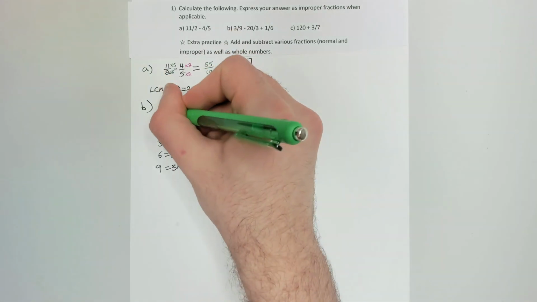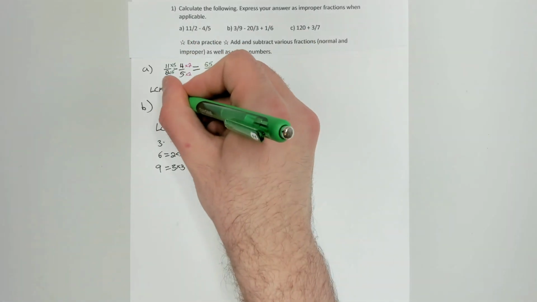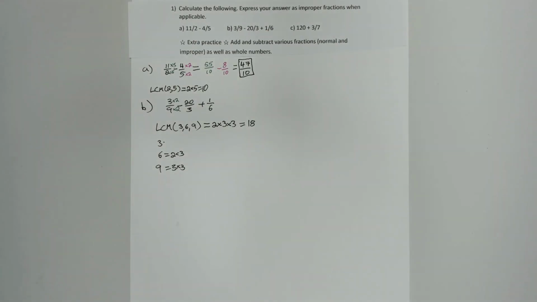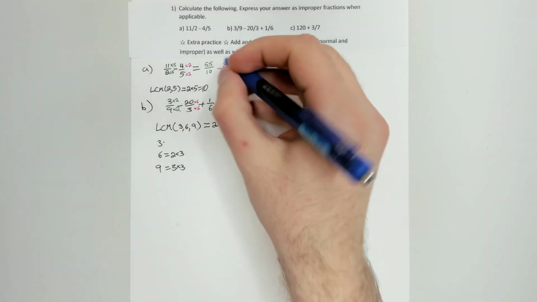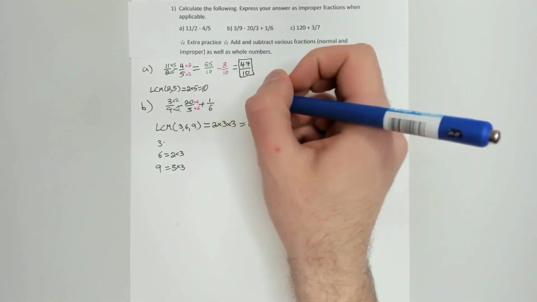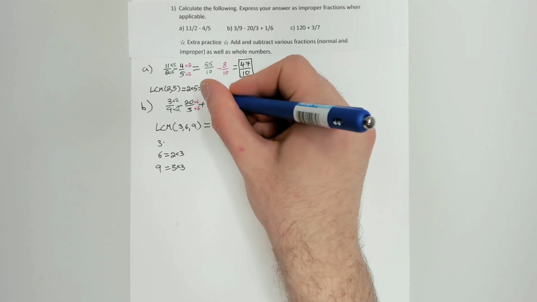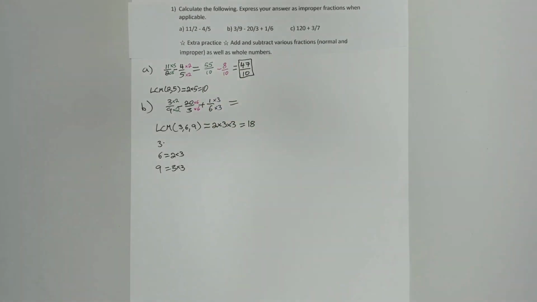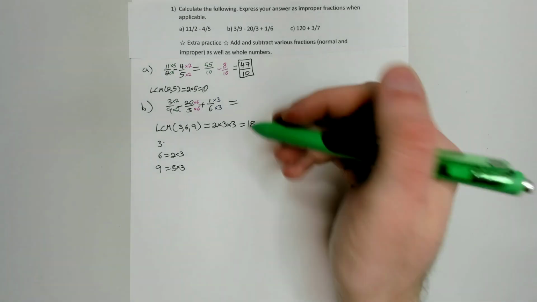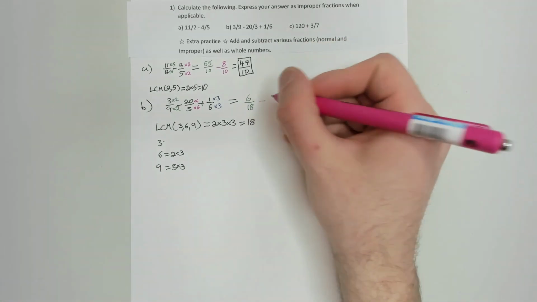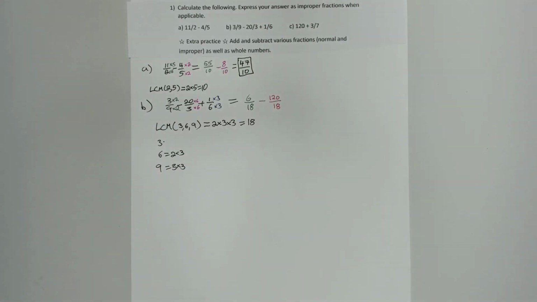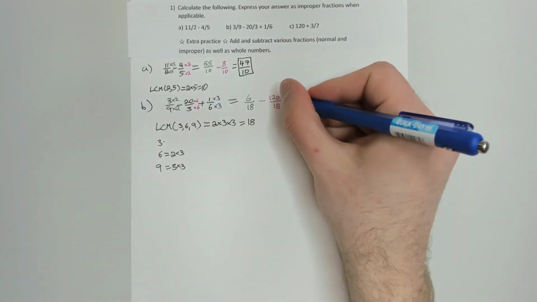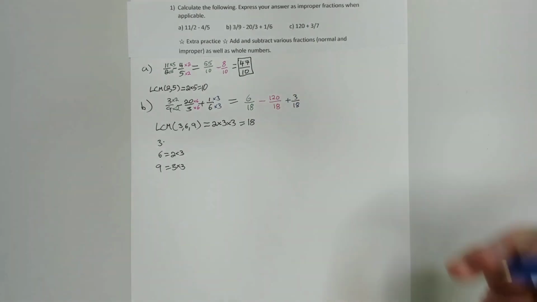Alright, so for the first one, to get 9 to 18, we need to multiply the numerator and denominator by 2 each. And then for the second one, we need to multiply the numerator and denominator by 6 each. And for the last one here, we need to multiply the numerator and denominator by 3 each. And doing that is going to give us 6 over 18 minus 6 times 20 is 120 over 18. And then plus 3 over 18.